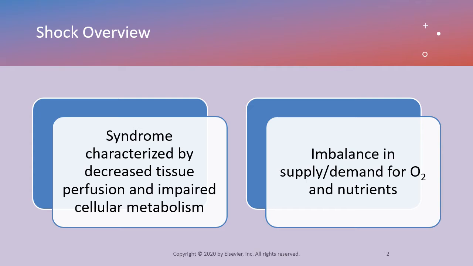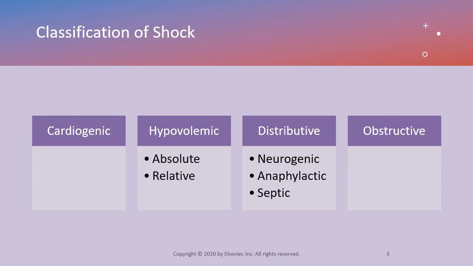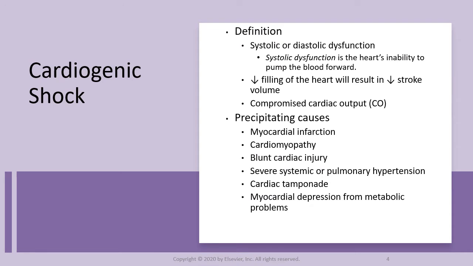This chapter gives an overview of the different types of shock, of SIRS, sepsis, and MODS, and the related management of each. The four main categories of shock are cardiogenic, hypovolemic, distributive, and obstructive. There's a Table 66.1 in your textbook that refers to this. Although the cause, the initial presentation, and management vary for each type, the physiologic consequences are similar. So let's begin with cardiogenic shock.